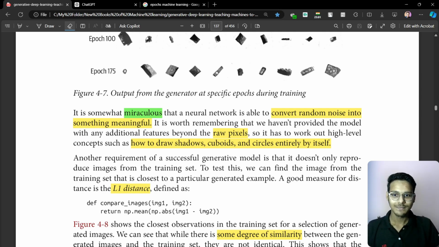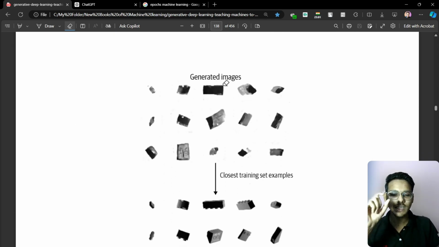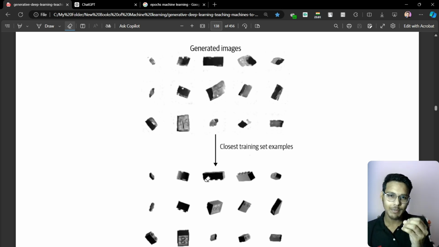You can just see one interesting image. This is the generated image and this is the real image. See how these images look similar. DCGAN has the capability to generate similar images.